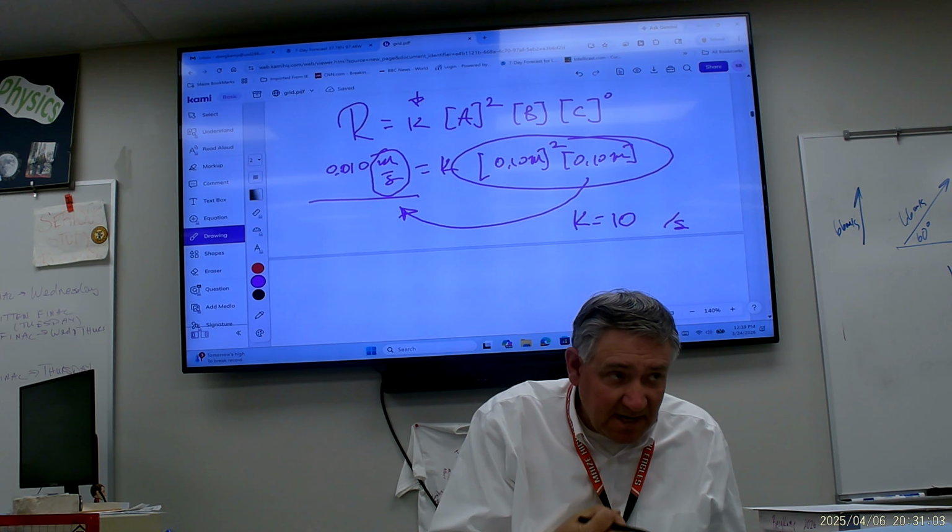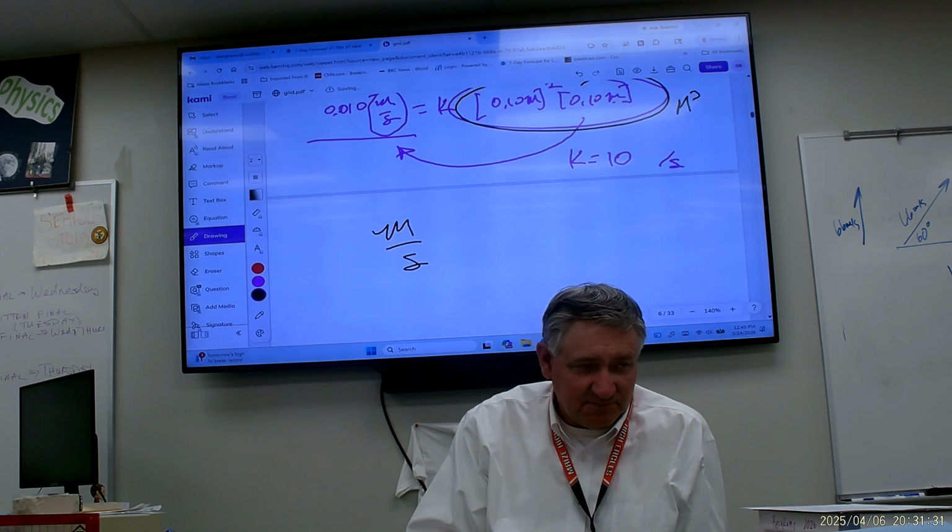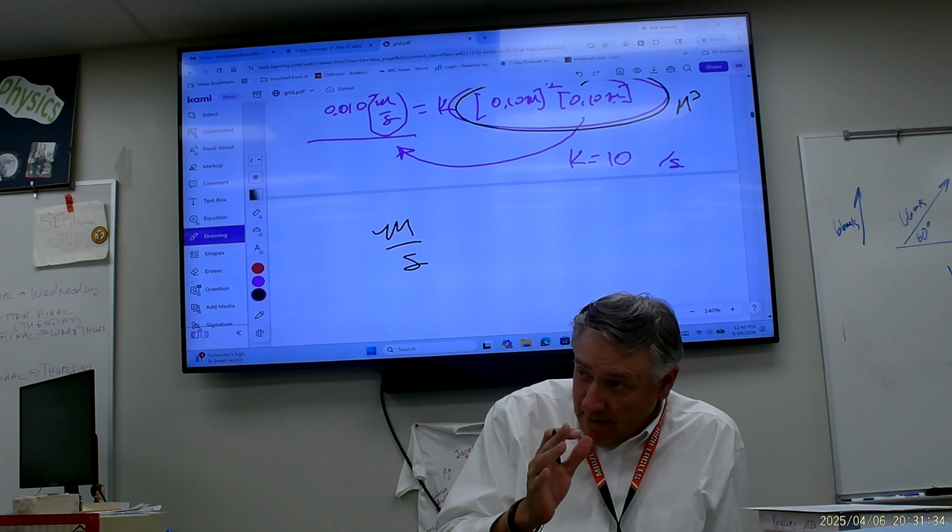So mathematically, when I take molarity squared times molarity, what do you get? I get molarity cubed. So out of all of this, I get molarity cubed. So if you want to view this from an algebra problem, I need to end up in molarity per second. That's what I've got to end up in on my rate.